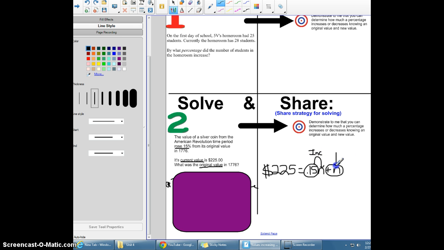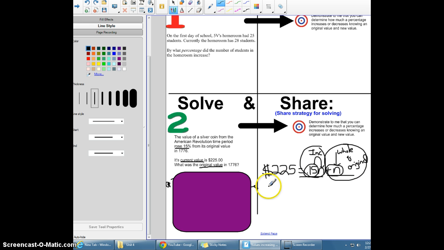This value represents the whole of the original. And I'm telling you, I am going to try to explain this as best as I can, and it may take another video lesson. But $225 is equal to an increase, and it's also equal to a whole value. But it's equal to the increase plus the whole value.